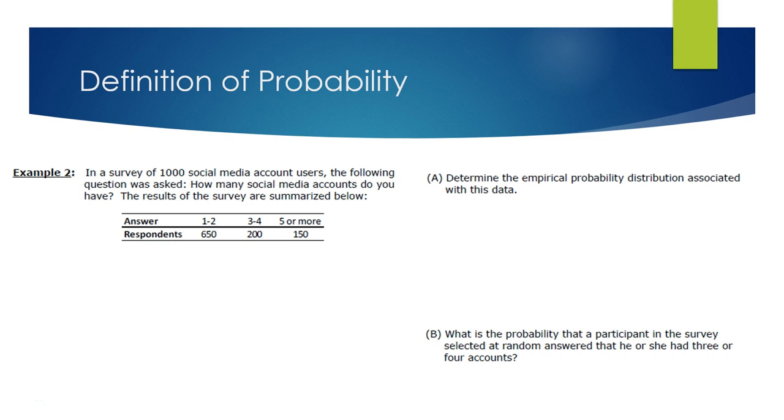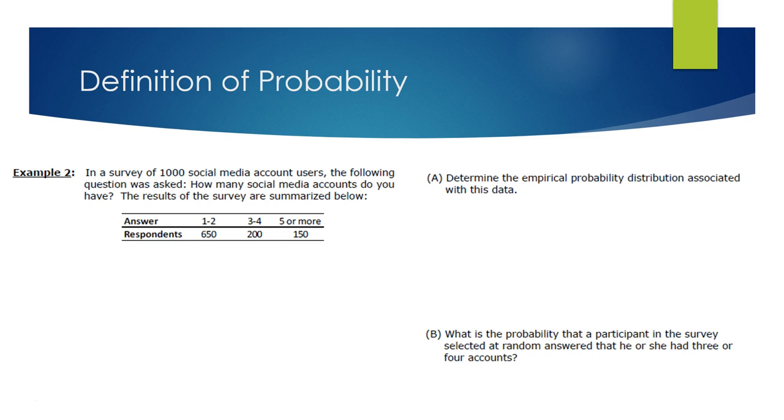So sometimes students will try to put that in there. They say, well, you can have none. Well, if they're only looking at people that have social media accounts, you're not going to have anyone that has none. If they said we took 1,000 college students and asked the same question, then you might have a probability of having none. Maybe, who knows?